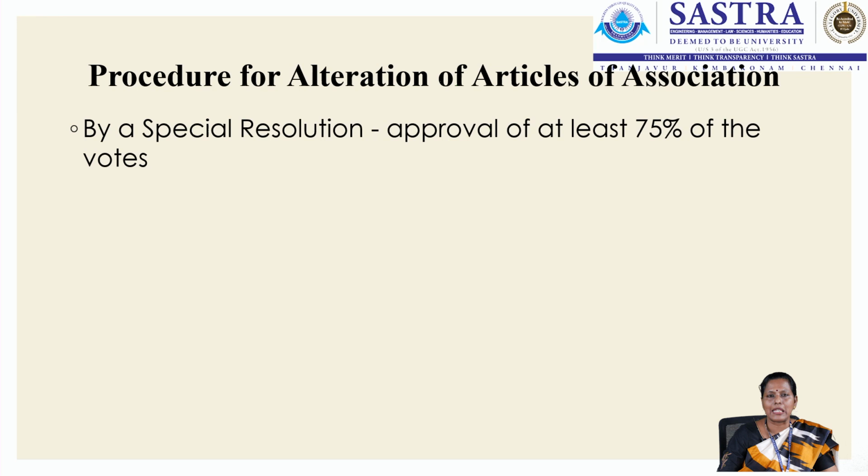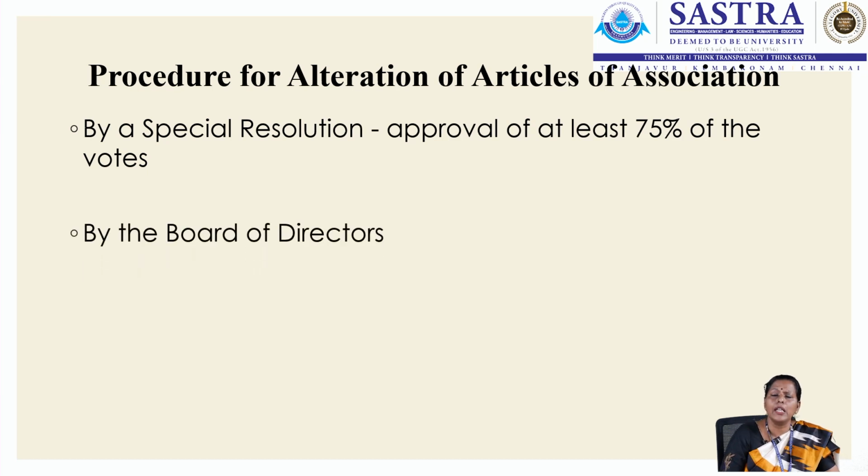Special resolution means that 75% or more of the members should approve the change in the articles of association. So basically, it is not a simple majority, it is not a normal resolution. We are talking about a special resolution wherein 75% or more of the members should be in favor of the alteration that has been made in the articles of association. This is one way of altering the articles of association.